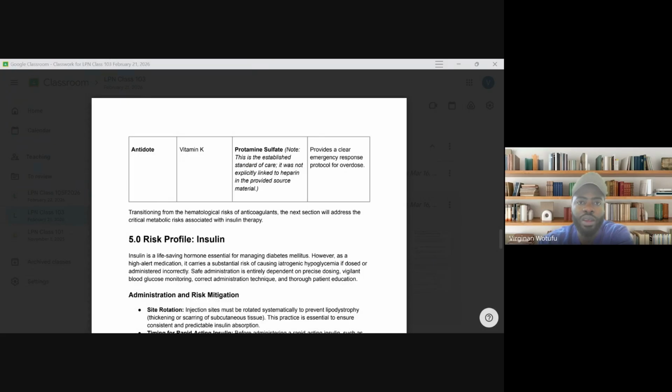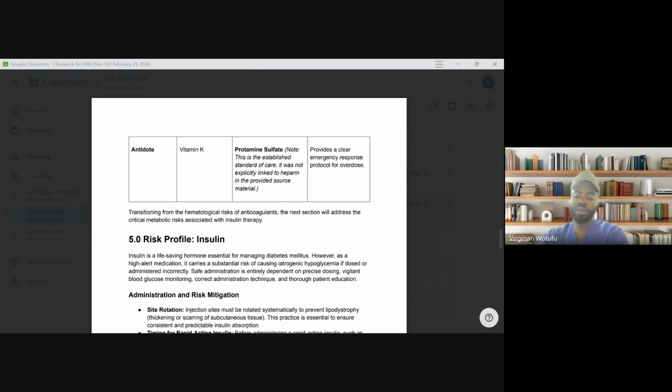The number one cause of hypoglycemia in diabetic patients is often associated with over medication. When you over medicate a diabetic patient, they tend to be hypoglycemic, right? So in terms of medication administration and risk management of insulin, you need to pay attention to the timing. The timing is very essential when administering insulin.